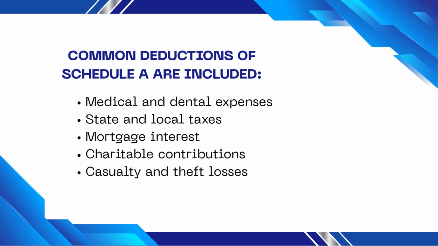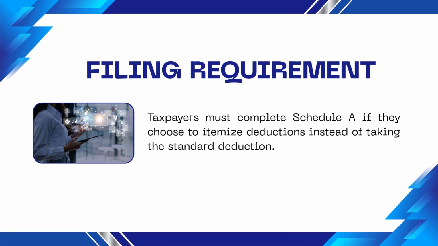Common deductions on Schedule A are included. Point 1 is medical and dental expenses. Point 2 is state and local taxes. Point 3 is mortgage interest. Point 4 is charitable contributions. Point 5 is casualty and theft losses. Filing requirement: taxpayers must complete Schedule A if they choose to itemize deductions instead of taking the standard deduction.